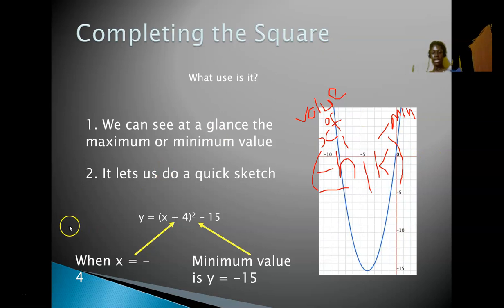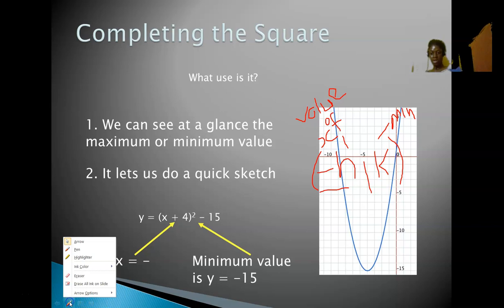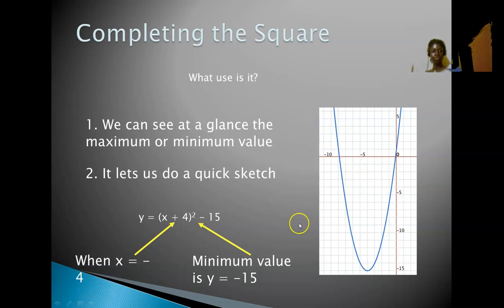So if we were to sketch this graph, it would look like this. So the minimum value is negative 15. So notice down here, it is lined up with negative 15. And the x that it should be lined up with is negative 4. So here is 5. So negative 4 is right here. And it lines up perfectly. So this point is actually (-4, -15). And that's a small sketch.